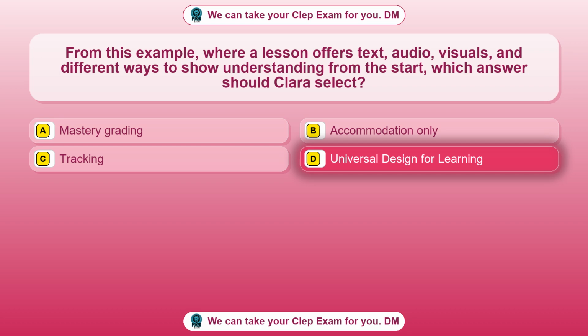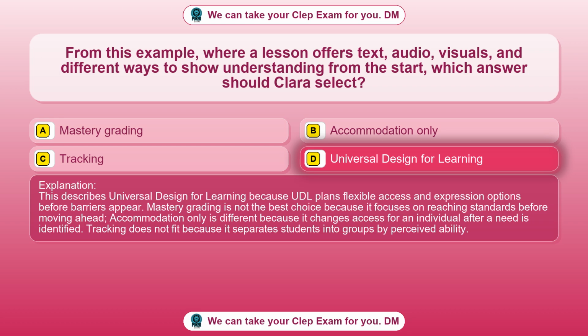Universal design for learning. This describes universal design for learning because UDL plans flexible access and expression options before barriers appear. Mastery grading is not the best choice because it focuses on reaching standards before moving ahead. Accommodation only is different because it changes access for an individual after a need is identified. Tracking does not fit because it separates students into groups by perceived ability.